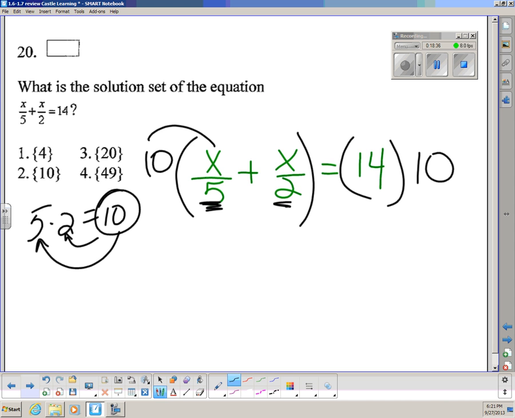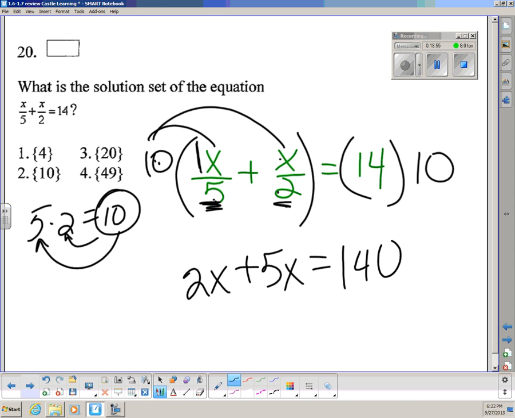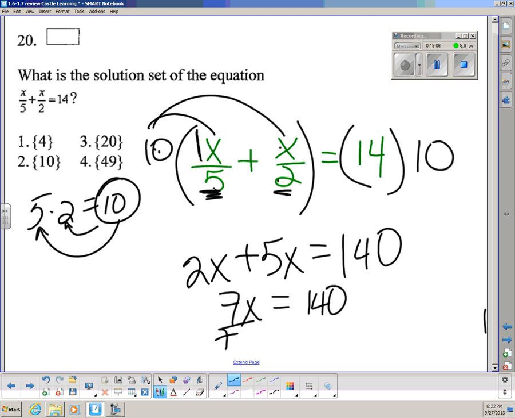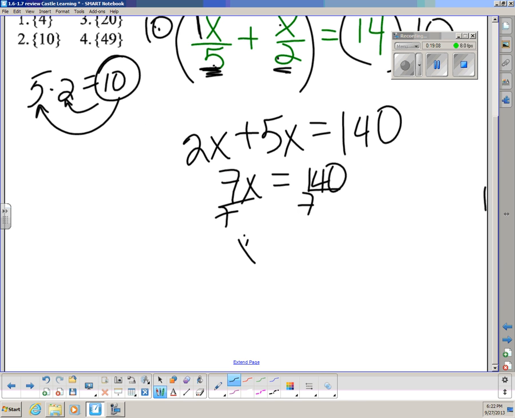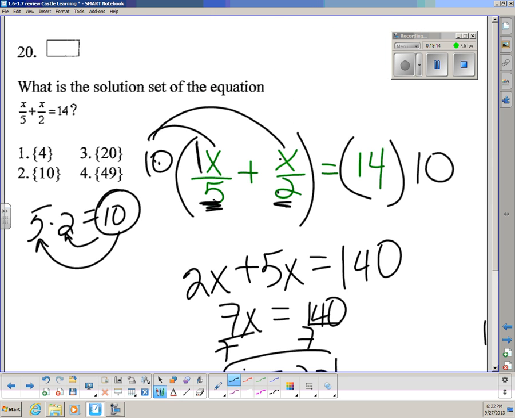And if I distribute my 10, I can do math. Divide, then multiply. 10 divided by 5 is 2. There's really a 1 in front of the x. 2 times 1 is 2. And then we have our x. Plus, 10 divided by 2 is 5. 5 times 1 is 5. And so we have 5x. Equals 14 times 10 is 140. That's much easier now. 2x plus 5x is 7x. Equals 140. And one more step. We're dividing by 7. And so now x is equal to 20. X is equal to 20, which is choice 3.